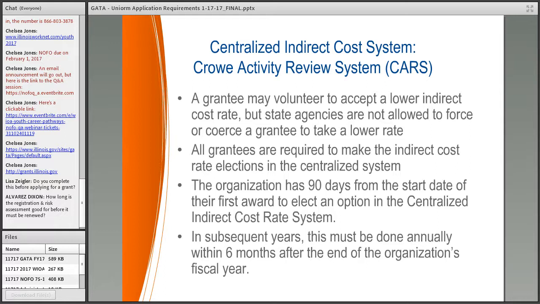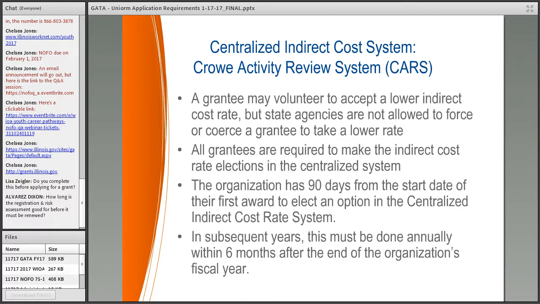And there are frequently asked questions on the GATA website regarding indirect cost rates. One thing that is frequently asked is whether a grantee can accept a lower indirect cost rate or use a lower rate than negotiated with the state or the feds. The answer is yes. However, state agencies are not allowed to force or coerce a grantee to take a lower rate than was negotiated. But otherwise, a grantee may voluntarily choose to charge less than the negotiated rate or nothing at all to a grant or several grants.